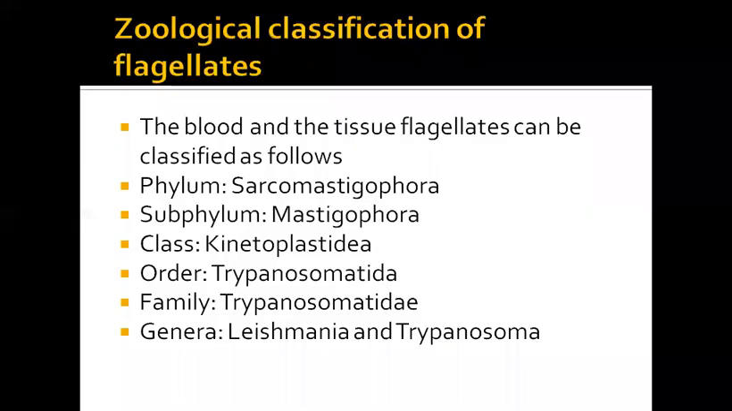So today we have Trypanosoma for discussion. Trypanosoma is a hemoflagellate. These hemoflagellates can be zoologically classified. The blood and the tissue flagellates can be classified as follows. They belong to phylum Sarcomastigophora, subphylum Mastigophora, class Kinetoplastidae, order Trypanosomatida, family Trypanosomatidae, which has 6 different genera, out of which Leishmania and Trypanosoma are pathogenic to humans.